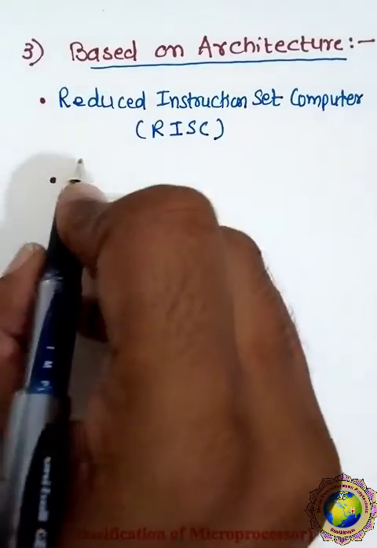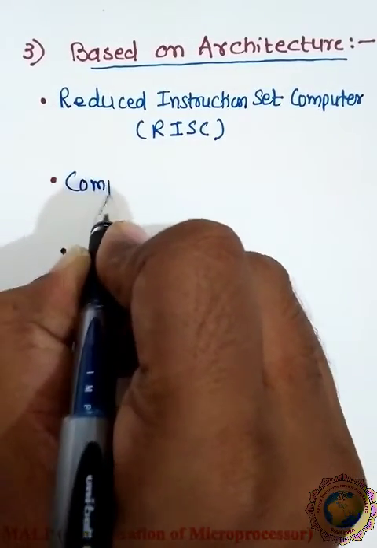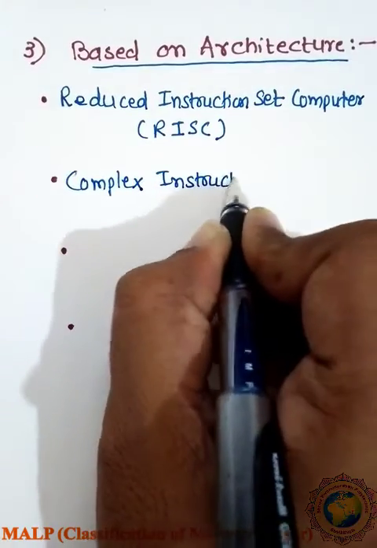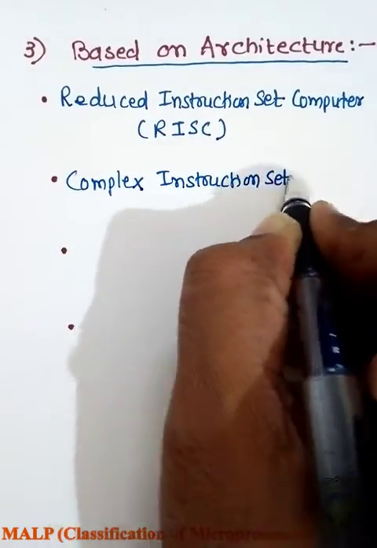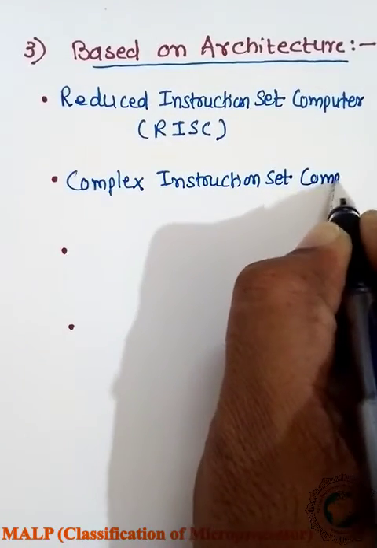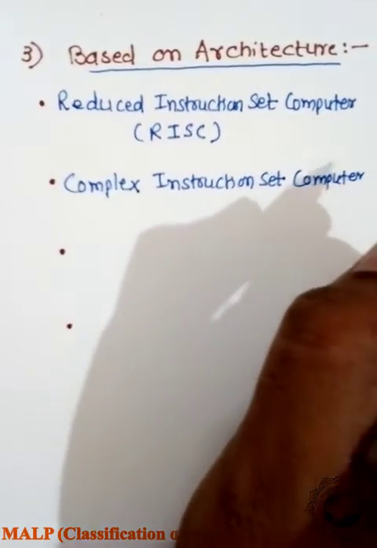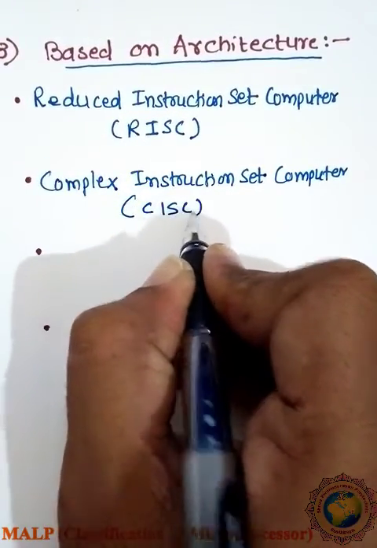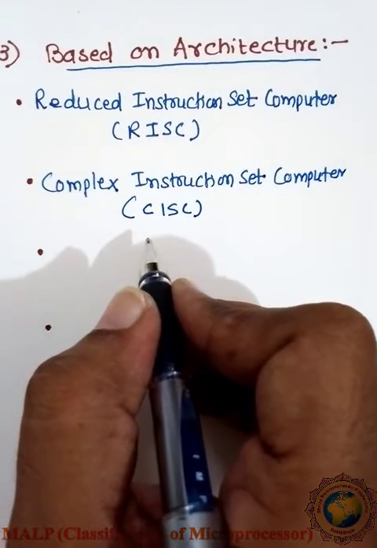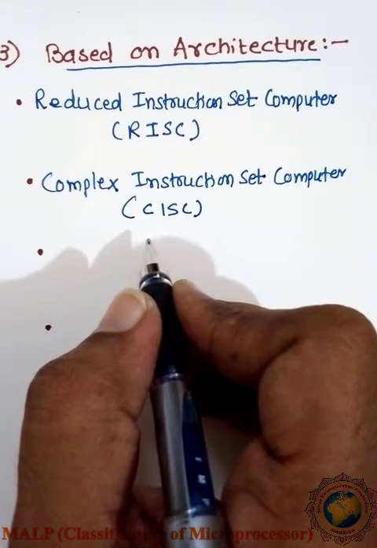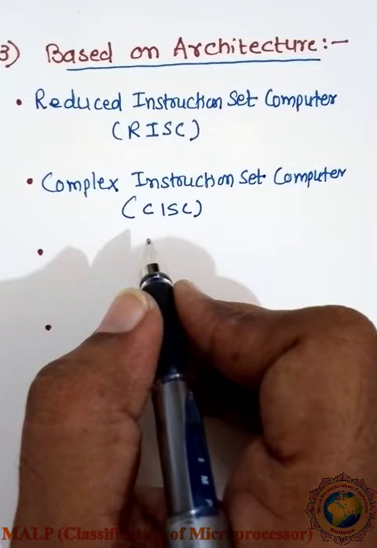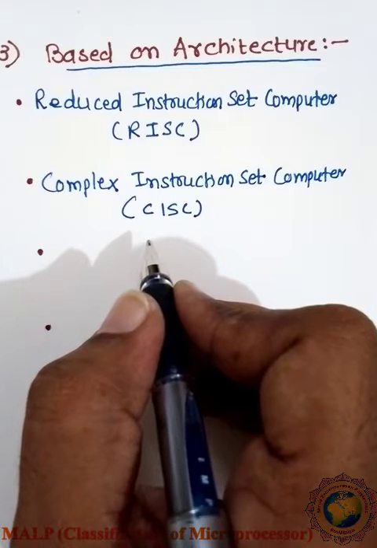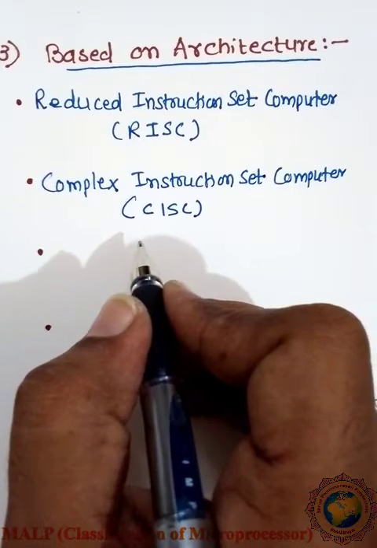Okay, the next one is the complex instruction set computer processor. It is called CISC. This processor has about 70 to a few hundred instructions and is very easy to program, but it is slower and more expensive than the RISC processor. Okay, so that is the second one.